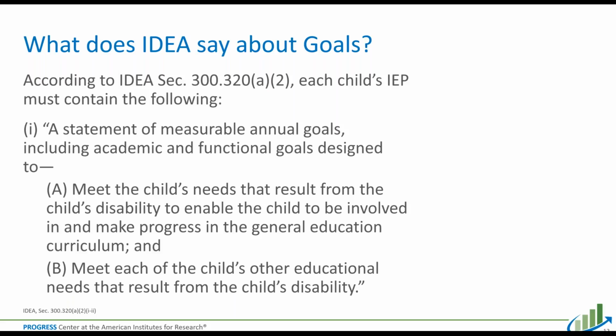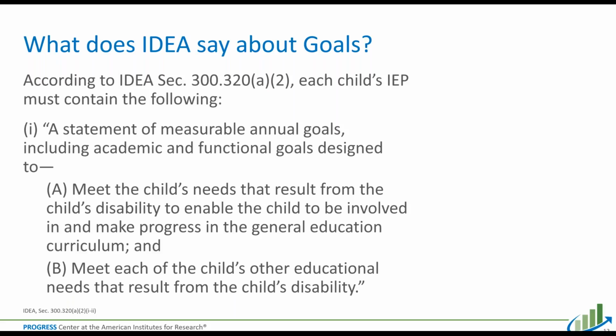IDEA outlines the essential requirements of an IEP, and the first requirement of an IEP is a, quote, statement of the child's present levels of academic achievement and functional performance. Many educators shorten this phrase and simply call it the PLAF statement. The second requirement of an IEP is the statement of measurable annual goals, including both academic and functional goals.